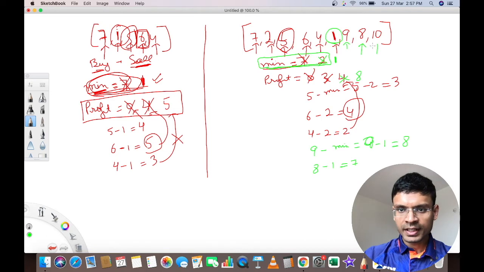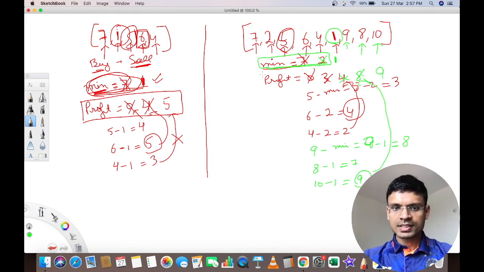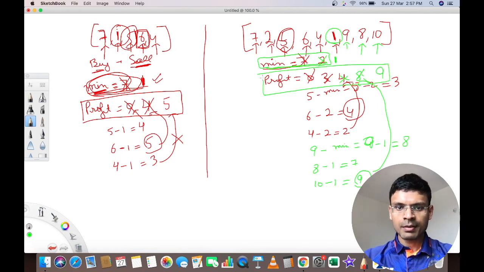Now we come to this index 10. 10 minus 1, which will be 9. And 9 is greater than 8. So we update this profit value as 9. So this is the profit that one can make when we consider all the stock prices.